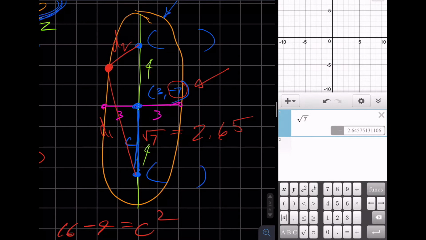So this focus point is going to be at 3, comma, negative 7 plus 2.65, which is negative 4.35. And then this one's going to be 3, and then negative 7 minus 2.65 is going to be negative 9.65. And so those are the coordinates of my focus points, or foci. And that's something that you're going to be asked to do. All right?